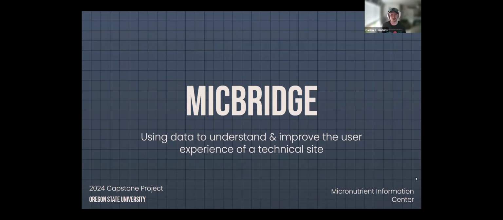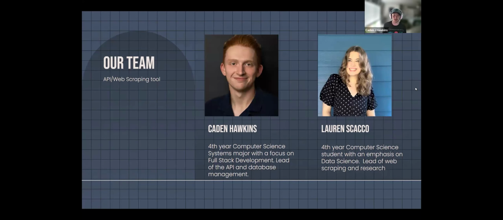Today we'll be covering the 9 months of our project thus far, a two-faceted approach to solving the Micronutrient Information Center's problems. The first half of our team was an API web scraping solution that we created for them. And I am Caden Hawkins, a fourth-year computer science systems major, and I was the lead of the API and database management portion of this.